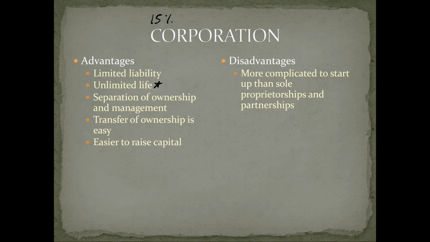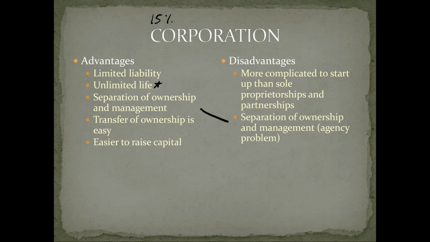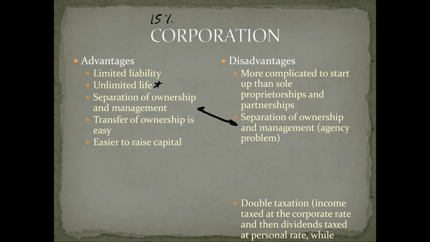But once again, more documentation needs to be created with the corporation, so it is more complicated. And then we also see that we have a separation of ownership and management, an advantage and also a disadvantage. When you have this separation, you could have what is called an agency problem. We'll talk about what an agency problem is on an upcoming slide, but realize that this separation of ownership and management can be both an advantage and a disadvantage.